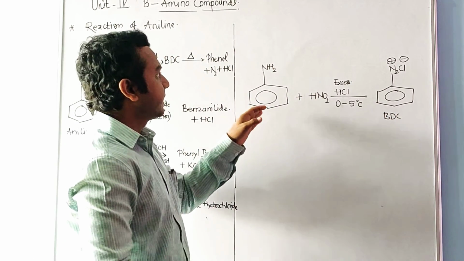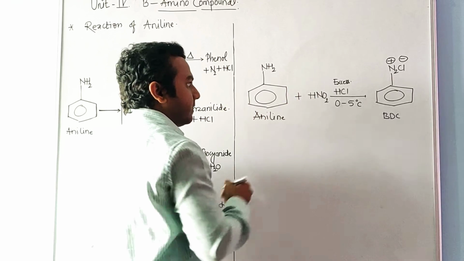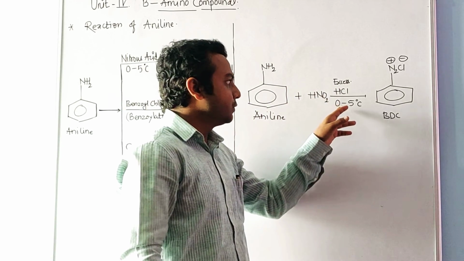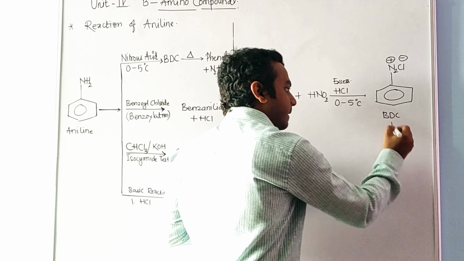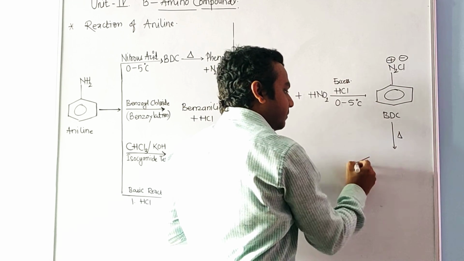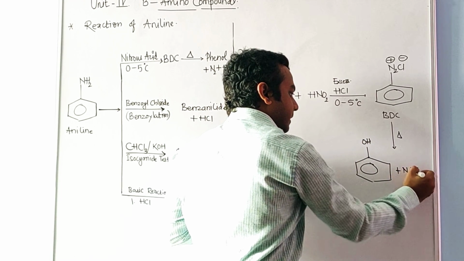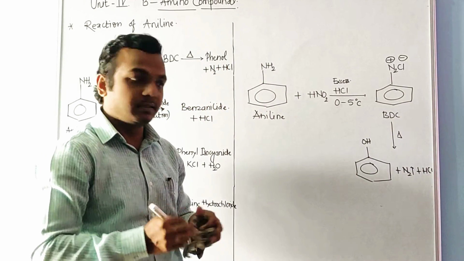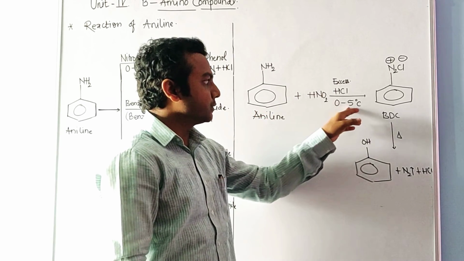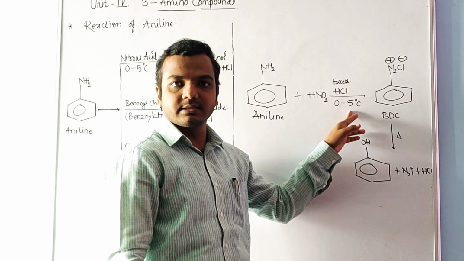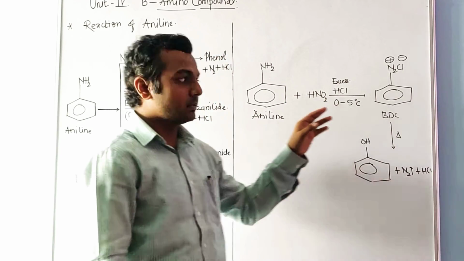Now, what is happening in the first reaction? When we react aniline with nitrous acid in excess of HCl at 0 to 5 degrees Celsius, BDC is produced, and on heating, the BDC compound gets decomposed to produce phenol plus N2 gas and HCl. There is an essential condition for this reaction, that the temperature should be in between 0 to 5 degrees Celsius.